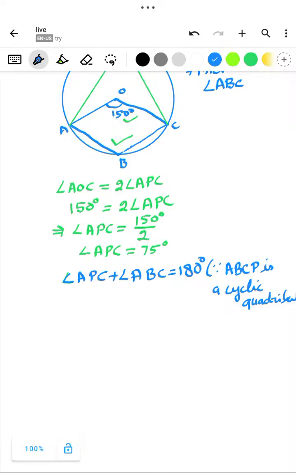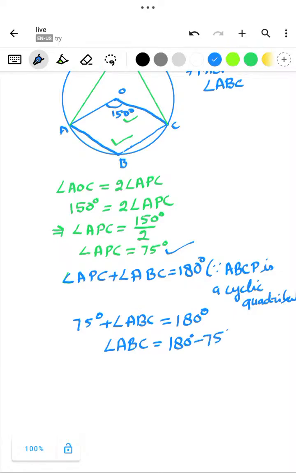Now APC we have calculated 75 degrees. So we will substitute this value and we will get 75 degrees plus angle ABC is equal to 180 degree, and angle ABC is equal to 180 minus 75 degrees, that is angle ABC is equal to 105 degree.